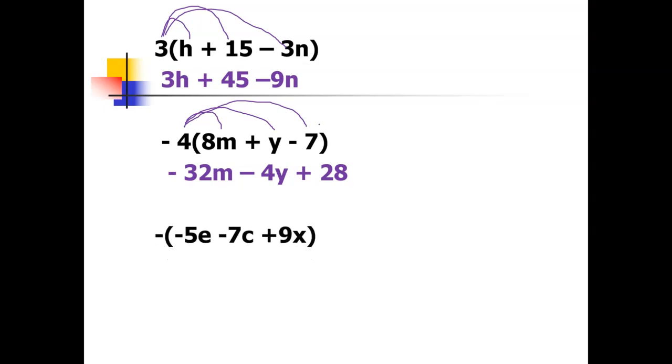Let's try one more. In this example, if you see, I do not have any number outside, it's just a negative sign. You can put the 1 here, an imaginary 1 if you prefer, but there's no need. Negative times negative would change it to the positive 5e. Negative times negative will change it to the positive 7c. Negative times positive will change it to negative 9x. So using a distributive property, we will get 5e plus 7c minus 9x.